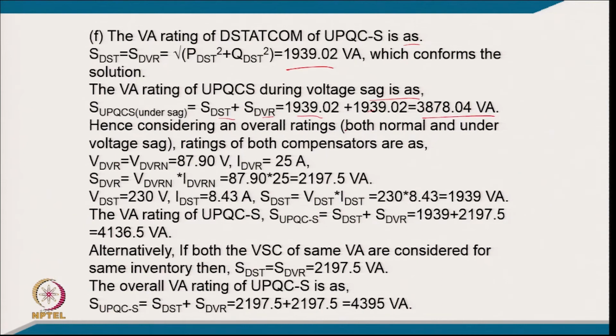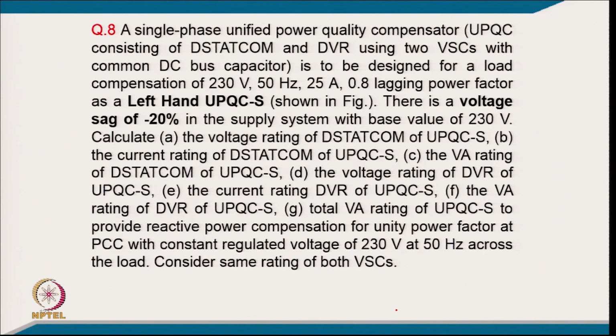Hence, considering the overall rating, the normal rating of the compensator is 89 into 25, that is 2197.5, and the D STATCOM, 238, comes to 1939. So, the total rating of this is 4136.5. Actually, both VSCs are of the same VA rating, so the inverter is the same. So, S_DVR is equal to 2197 VA, and the overall rating will be the sum of both, that is 4395 VA.